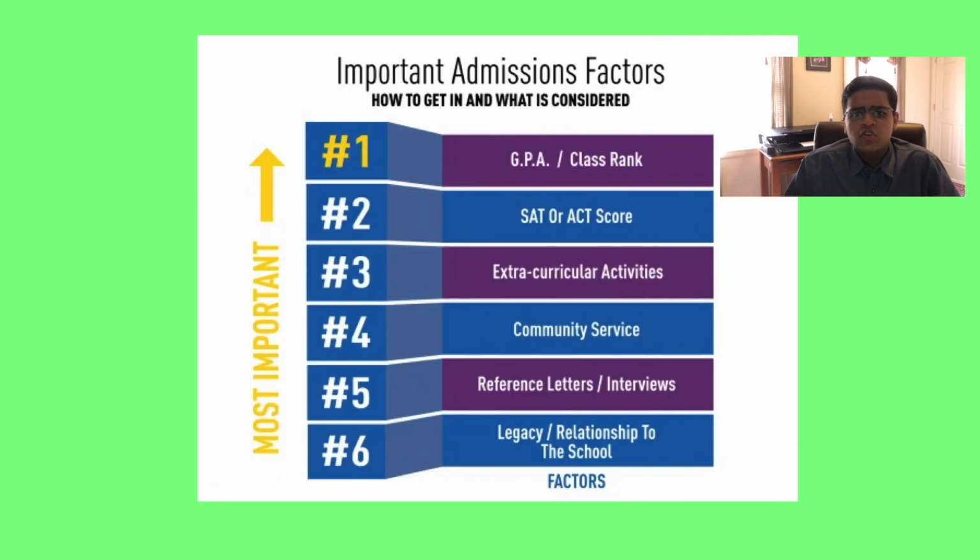Now let's get started. First, let's look at this graphic over here. This graphic shows the important admissions factors. It really goes from number 1, which is the most important factor, to number 6, which is the least important factor. And so these are the 6 most important factors when applying to college. These factors play a huge role in the college application process, in the college admissions process, when college admissions officers are deciding who they want to accept.